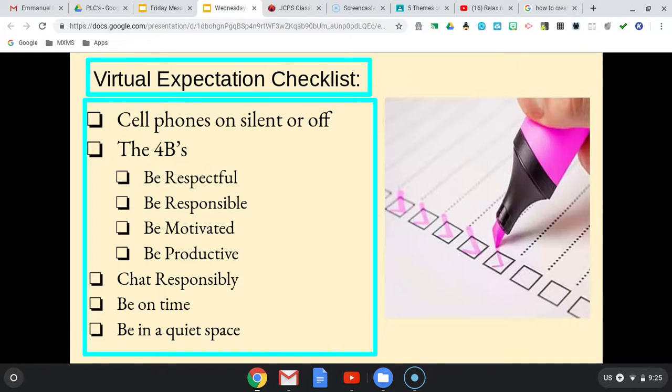While you are on virtual learning by yourself, try to practice your virtual expectation checklist. Have your cell phones on silent or off. Practice the 4 Bs. Of course, you're not going to be chatting responsibly, but still be responsible, be on time, and be in a quiet space so that you can focus.